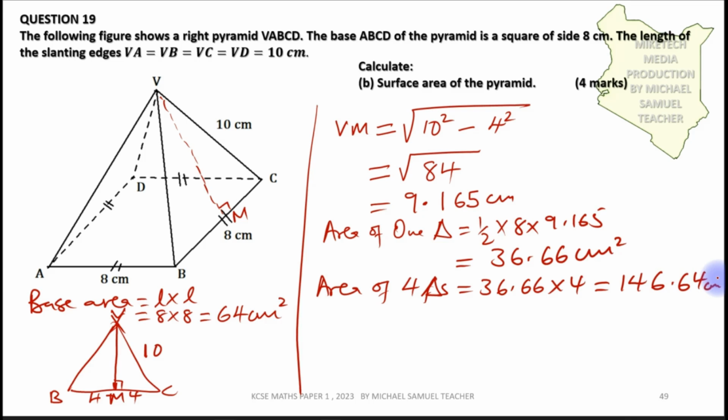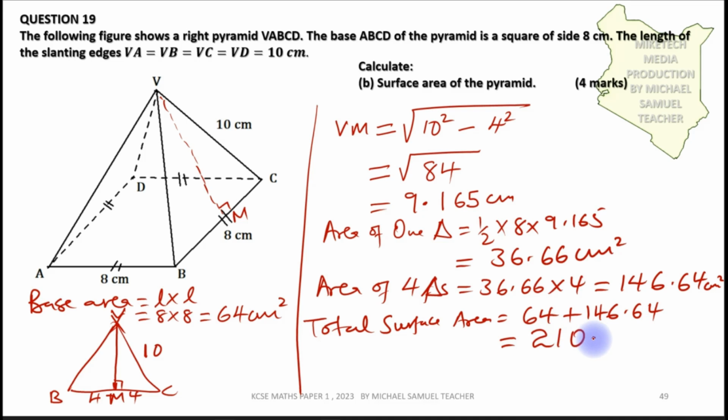146.64 centimeters squared. Therefore, the total surface area will be equal to the area of the base 64 plus the area of the 4 faces 146.64, then plus 64, that will add up to 210.64 centimeters squared.